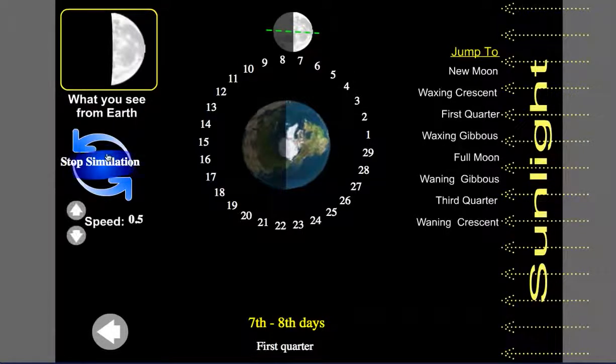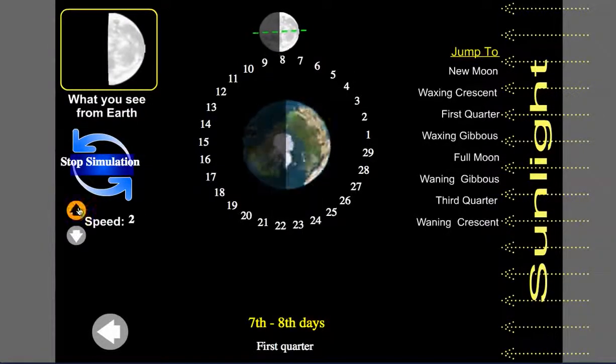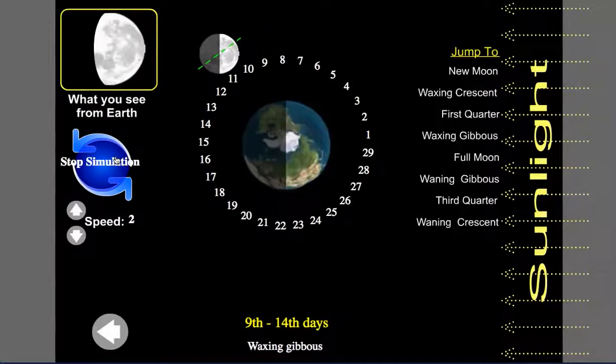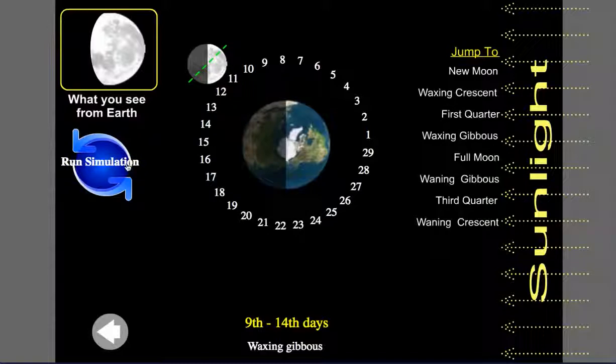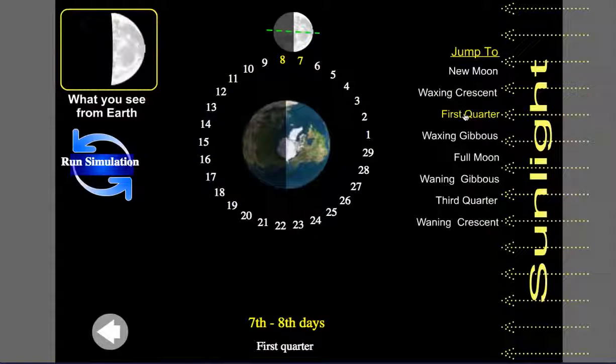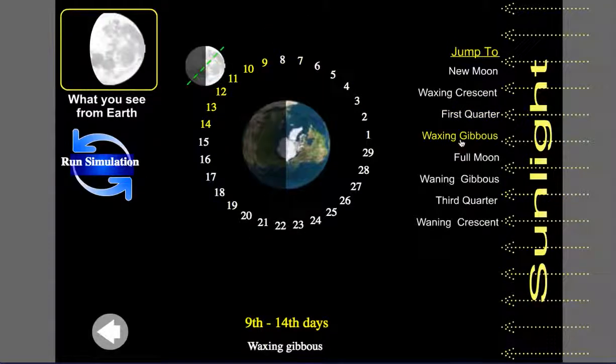Let's go another 3.5 days, but speed it up a little. And at this point, we can call it day 10.5. I went a little bit too far. Actually, day 11. This is called the gibbous moon. And again, because it's growing, it's called a waxing gibbous. So we've gone from the new moon to the waxing crescent to the first quarter, or the waxing gibbous.